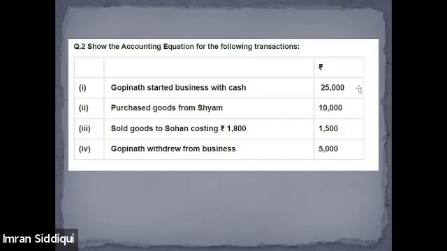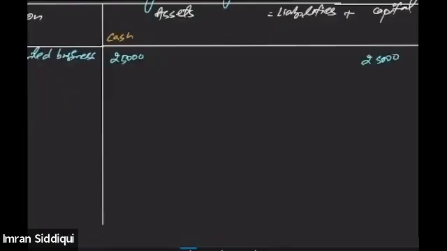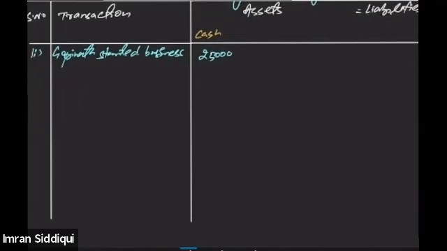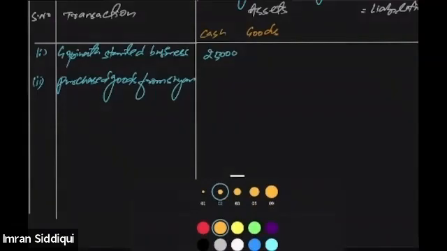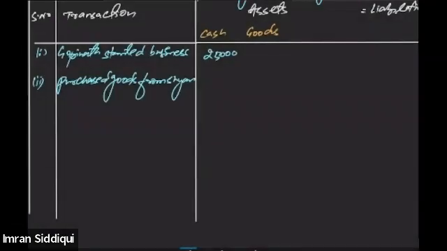All right. Now, the next item is purchased goods from Shyam. Tell me how it is going to affect. So goods will increase and creditors will increase. Yes. So there will be an increase in the value of the asset by way of goods. Goods will increase by 10,000.